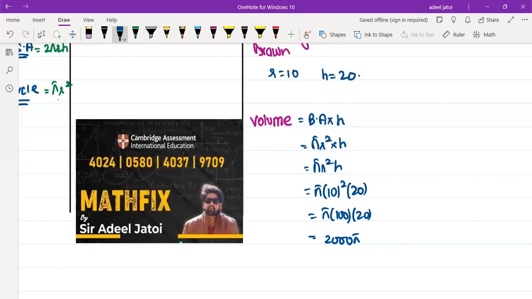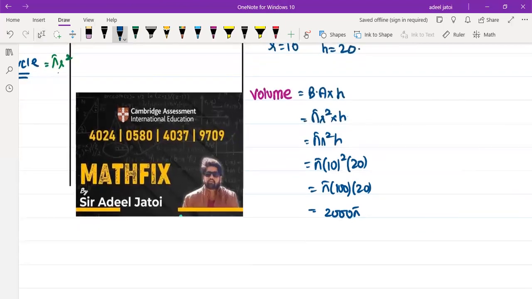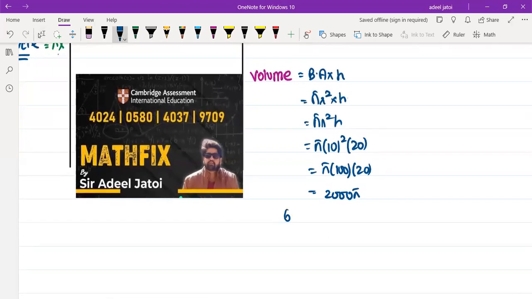If you need to express this, you leave the answer as 2000 pi, or the answer will be 6280 approximately. In three significant figures, the answer will be 6280. Now this is just the volume that we found out.